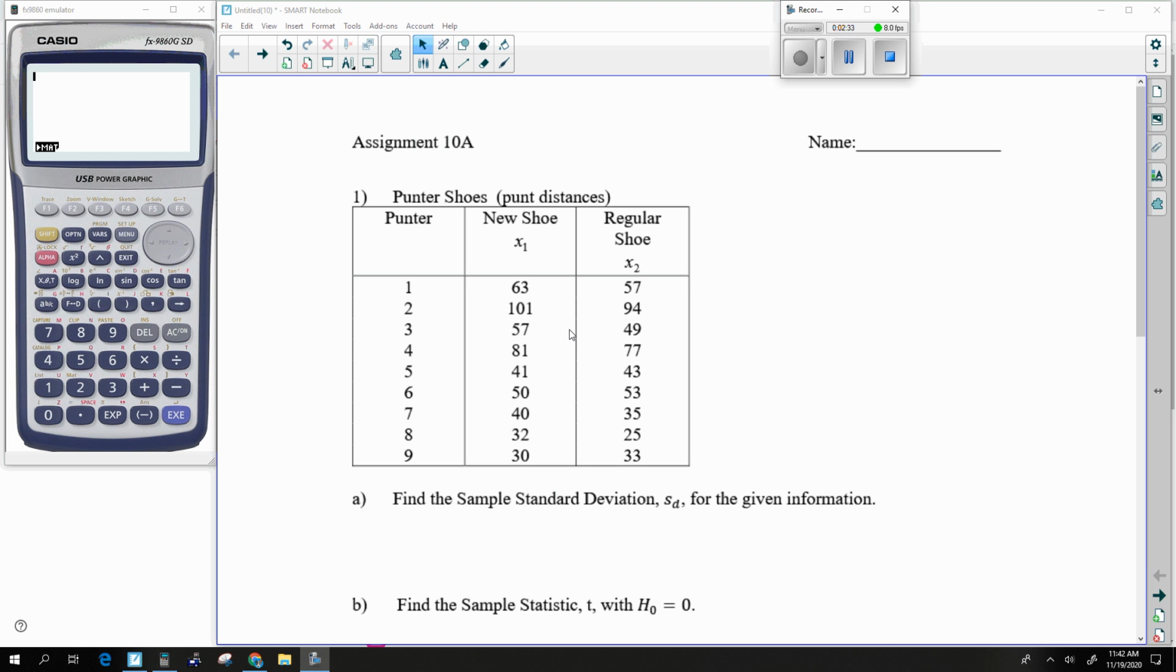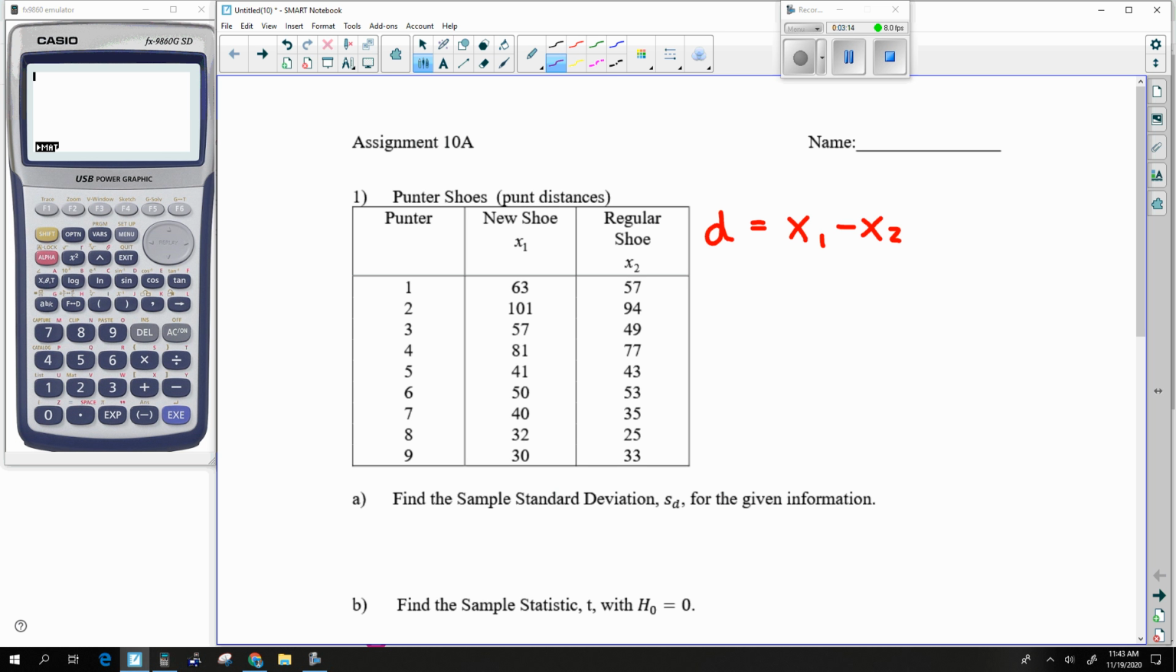All right. Now, to test this claim, we're going to see some new variables being involved with some of these problems here. And so let me introduce you to some of these things and how we get this ball rolling. Okay, first and foremost, we're going to be introduced to this new variable D. D stands for the word difference. There's a difference, which is subtraction. And the difference that we're going to establish is the difference between the new shoe and the regular shoe. So that's going to be x1 minus x2.